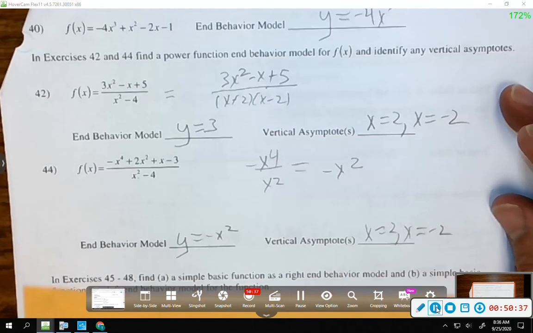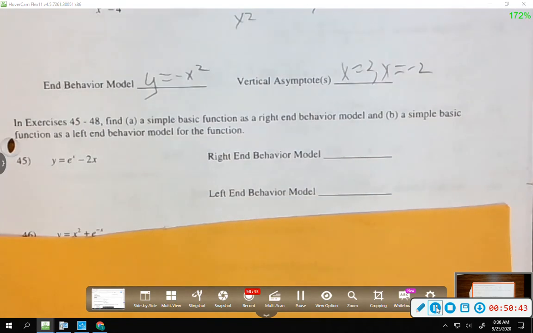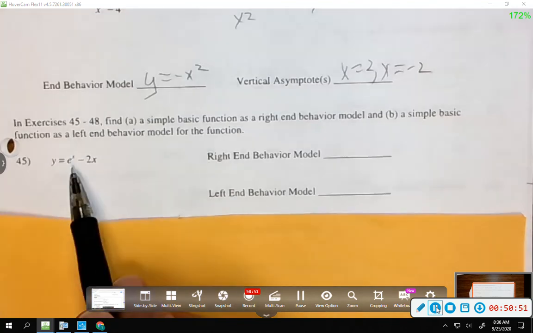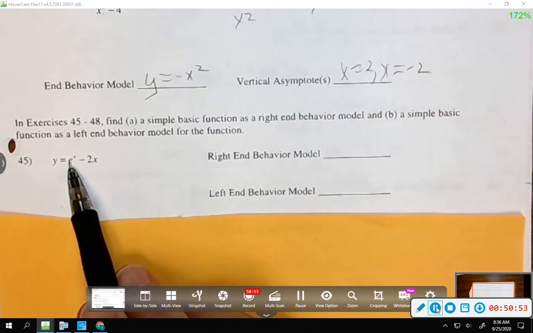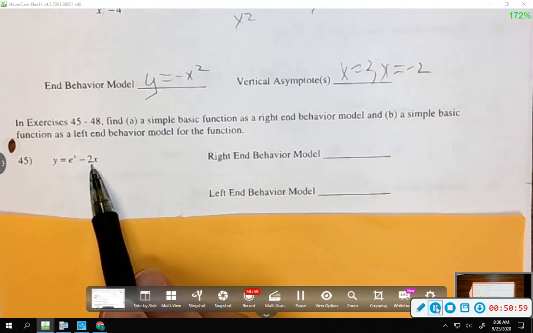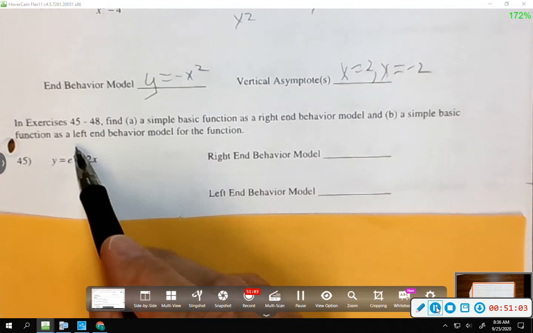Okay, these problems here I really like. We have to think about the end behavior model here. And what we need to know is exponential always outgrows polynomial. So as x gets really large to the right, e raised to an exponent is going to grow much larger than a linear situation. So this is going to go to positive infinity. This models it.